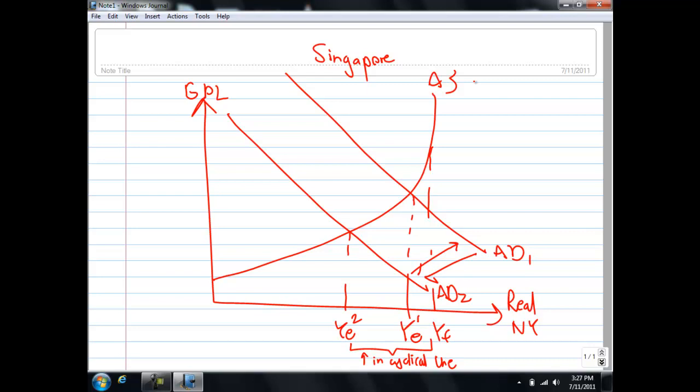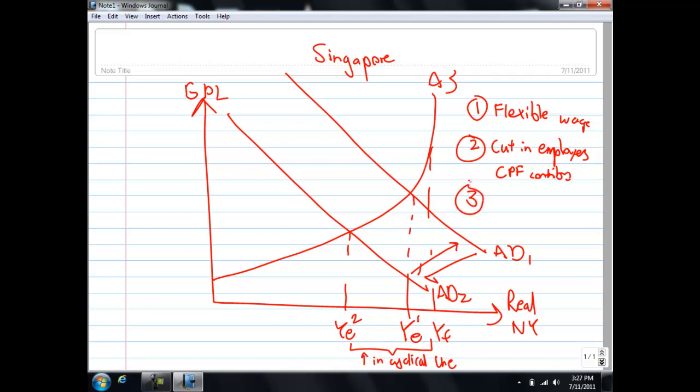The policy that we mainly use here is our supply side policy, specifically the wage policy. Now, there are three types of wage policy you can think about. Number one is our flexible wage scheme. That's the first wage policy. The second is a cut in the employer's CPF contribution. And of course, the final policy that came out in the year 2009 was the job credit scheme.